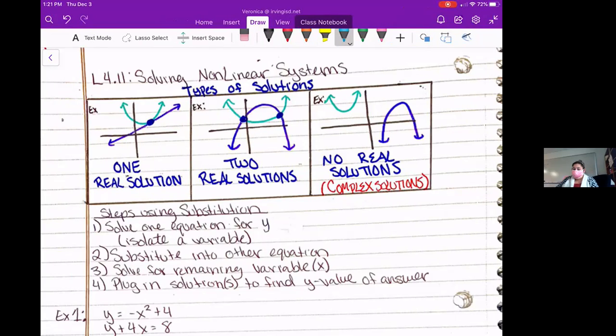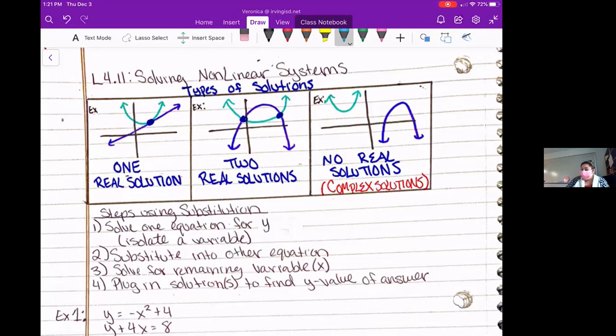Okay, so again, we talked about one real solution, two real solutions. And if we have no real solutions, that really means we have complex solutions, right? So the steps for doing this is going to be using substitution, which you should already know how to do because we did it a few weeks ago, right? The methods don't change. The only thing that changes is when we use it, okay? So we should already know how to substitute.